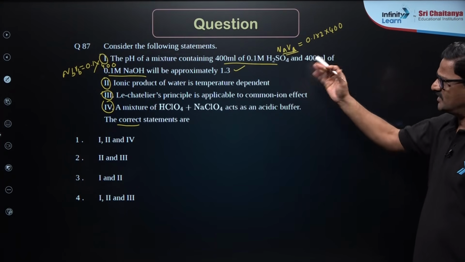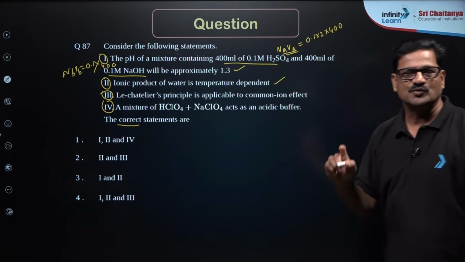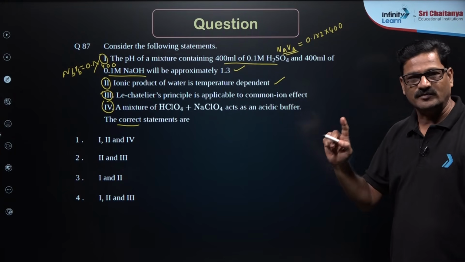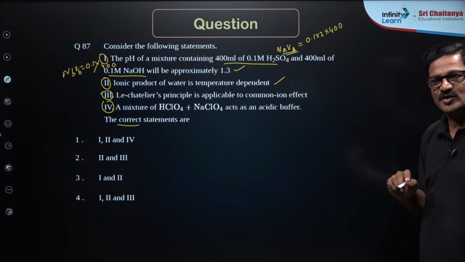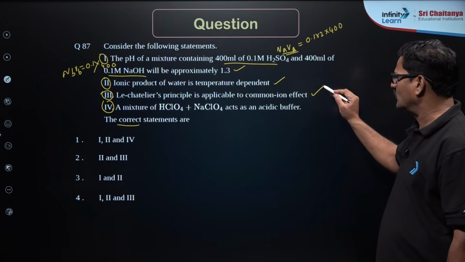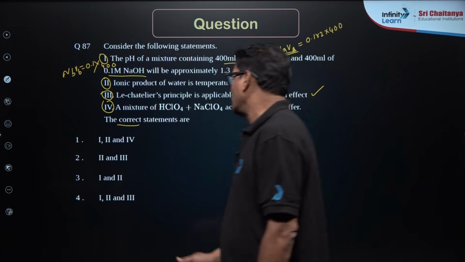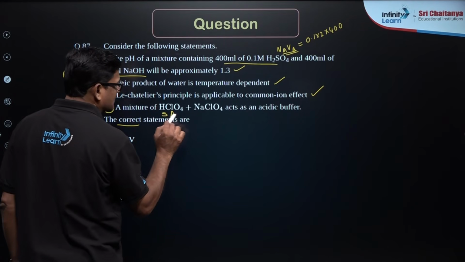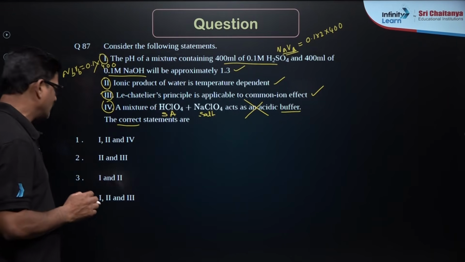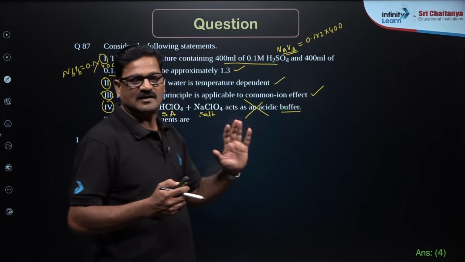Option A is correct, statement 1 is correct. Ionic product of water is temperature dependent, of course. It is 1.0 into 10 power negative 14 at 25 degrees centigrade. As temperature increases, ionic product of water increases. Le Chatelier principle is applicable to common ion effect. Of course, common ion effect phenomenon is an application of Le Chatelier principle. A mixture of HClO4, a strong acid, and its salt can never be a buffer. Wrong statement. I want to say true statements are 1, 2, 3 only. Option 4 is the correct answer for this question.